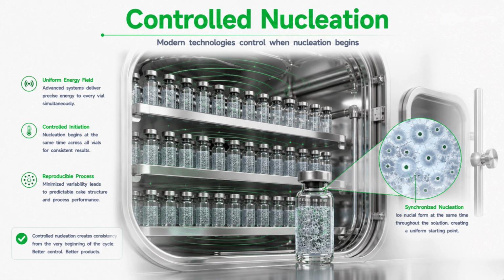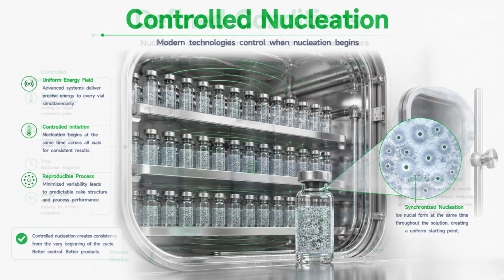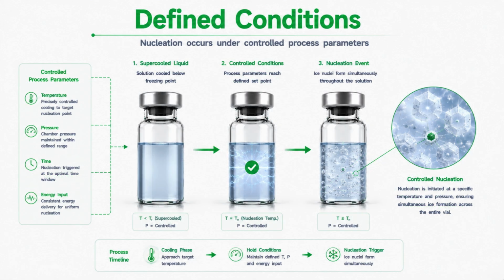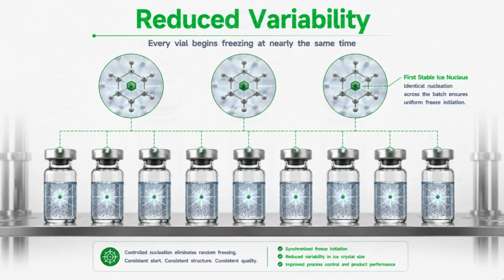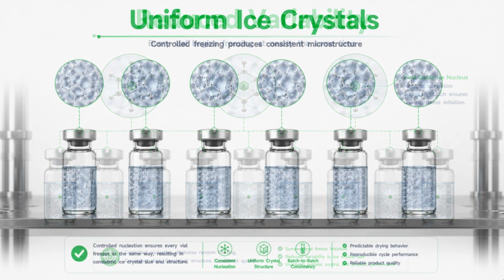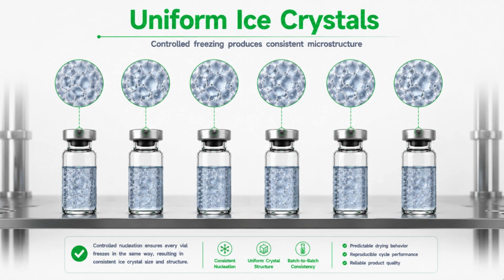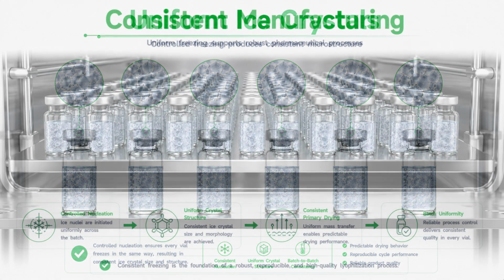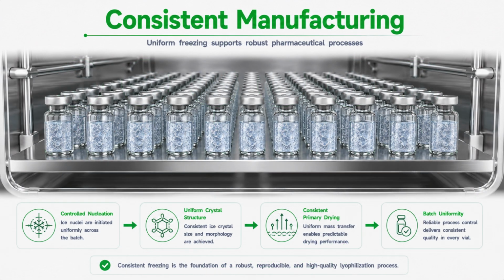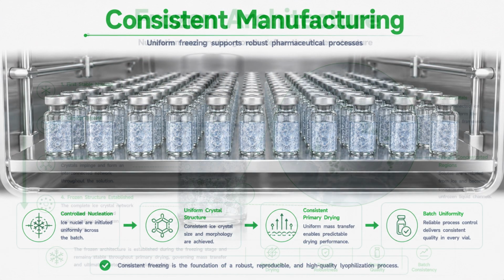Modern pharmaceutical manufacturing increasingly uses controlled nucleation technologies. Instead of allowing each vial to nucleate randomly, nucleation is initiated under carefully defined process conditions. This reduces vial-to-vial variability. More uniform nucleation produces more consistent ice crystal structures, leading to improved drying behavior, greater batch uniformity, and a more robust manufacturing process.